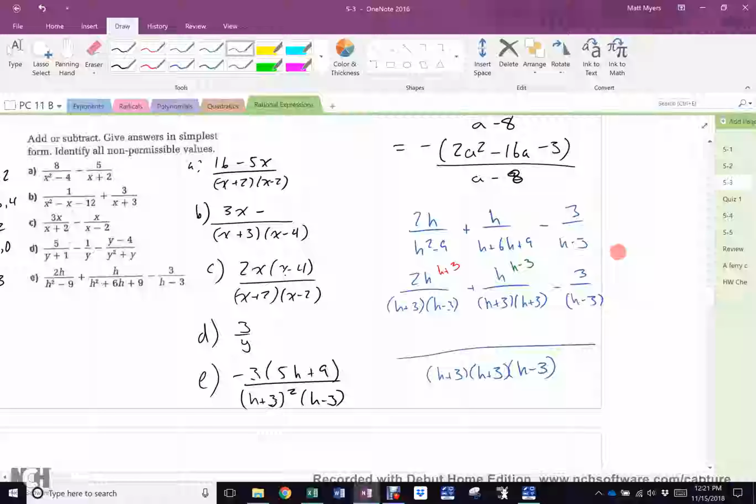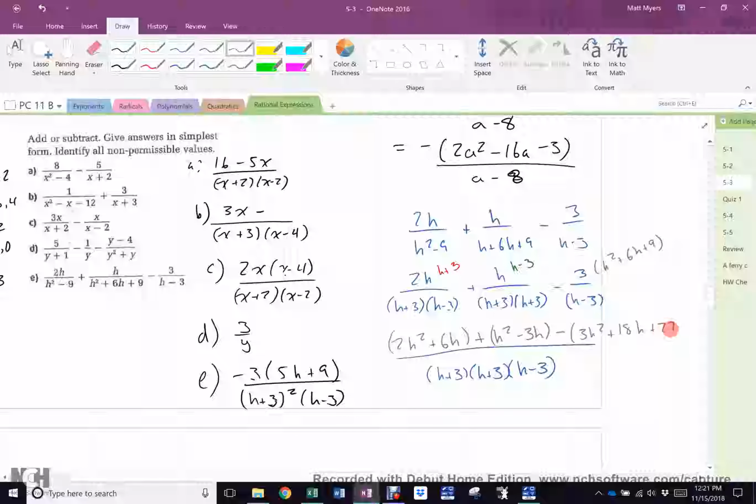I'm going to write this: h squared plus 6h plus 9, because that is h plus 3 times h plus 3, yeah? Okay. So this becomes 2h squared plus 6h plus h squared minus 3h minus 3h squared plus 18h plus 27. Yes? Now, what do I do with all that giant mess?